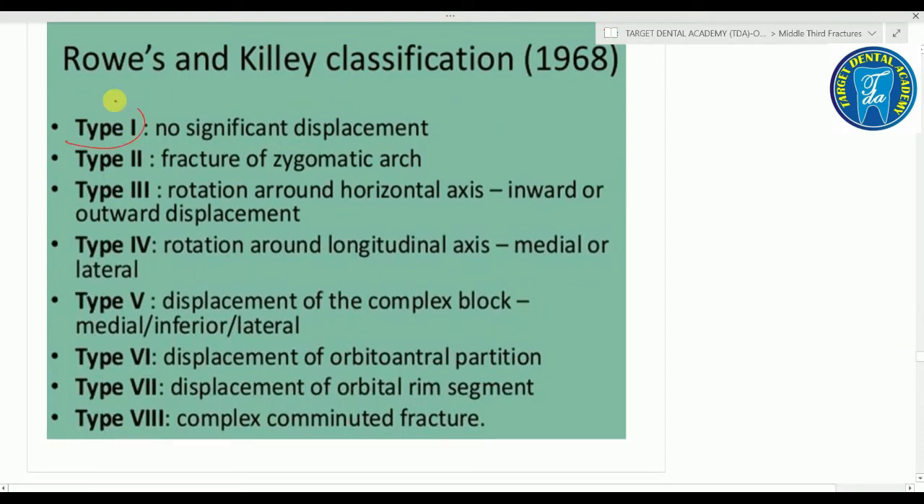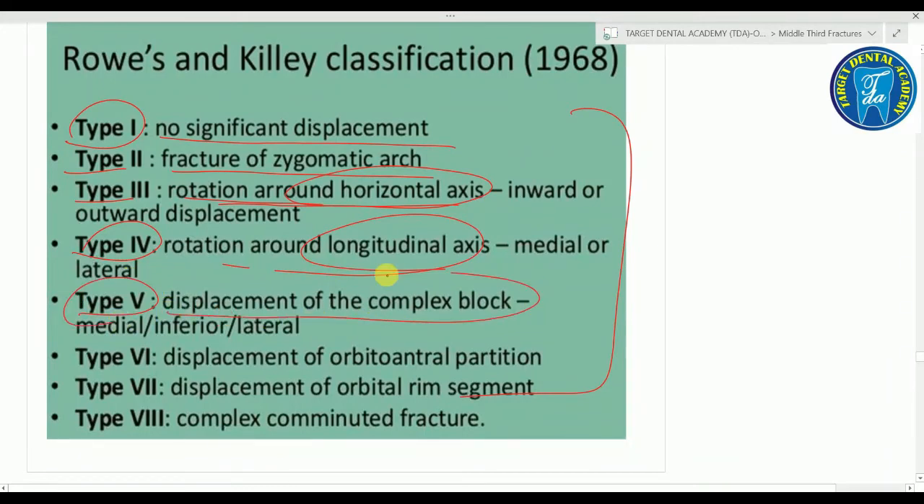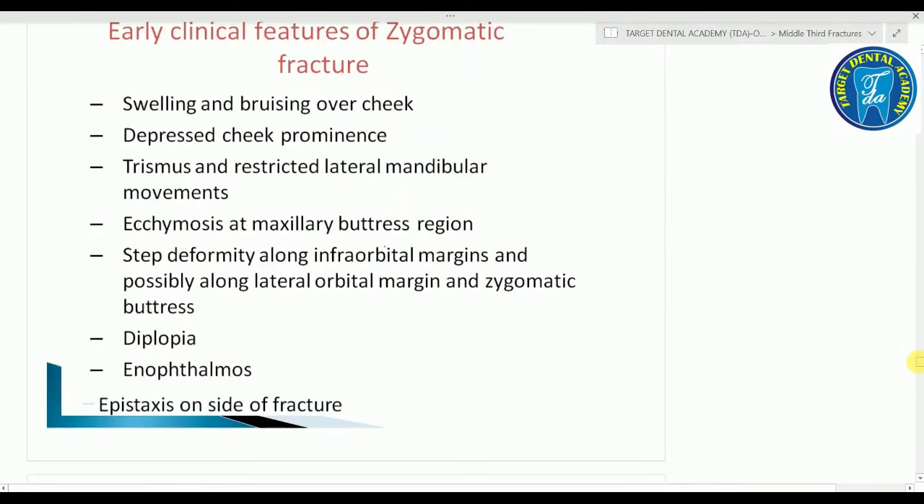fractures. In type 1, there is no significant displacement; type 2 is a fracture of the zygomatic arch; type 3 is rotation around the horizontal axis, which we have already discussed; type 4 is rotation around the longitudinal axis; type 5 is displacement of the complex en bloc; type 6 is displacement of the orbito-antral partition; type 7 is displacement of the orbital segment; and type 8 is the complex comminuted fractures.